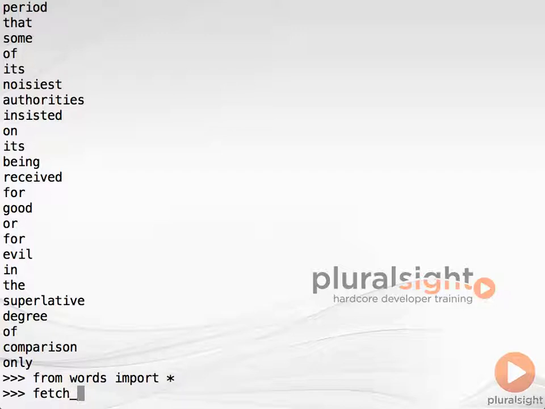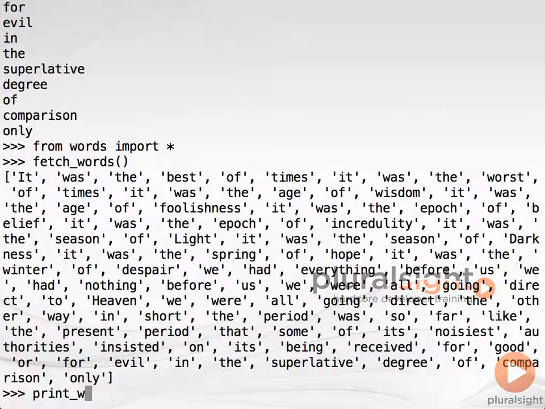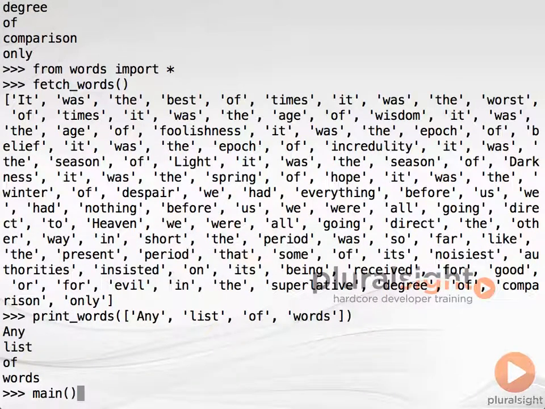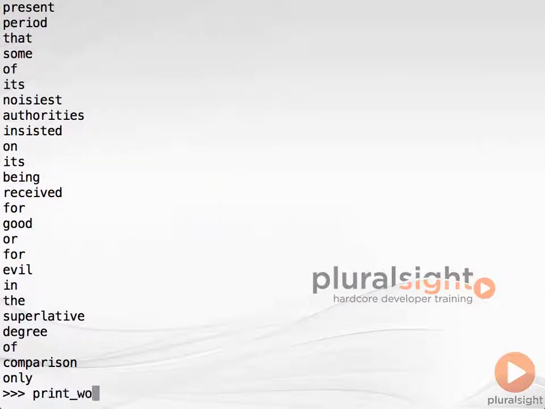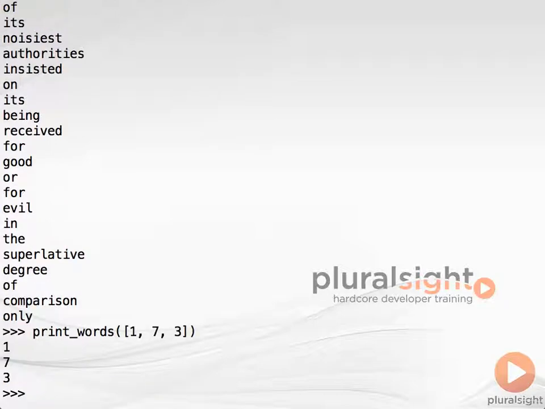Having done this, we can fetch words from the URL, print any list of words, or indeed run the main program. Notice that the print words function isn't fussy about the type of items in the list. It's perfectly happy to print a list of numbers.